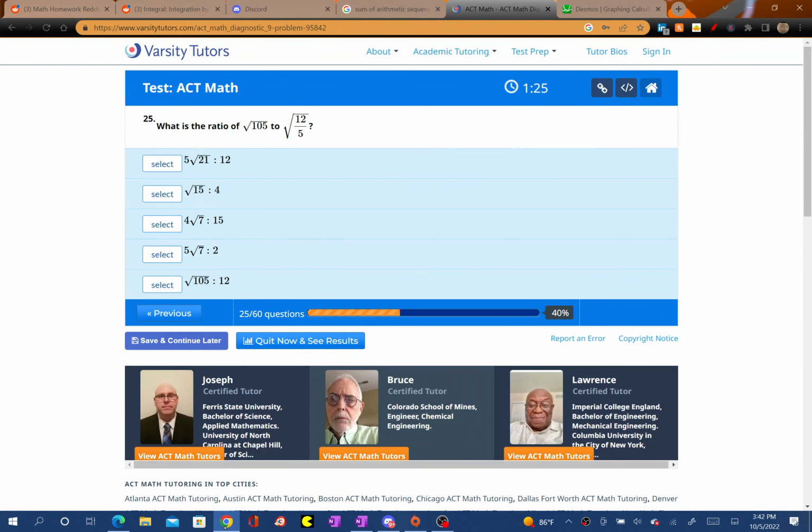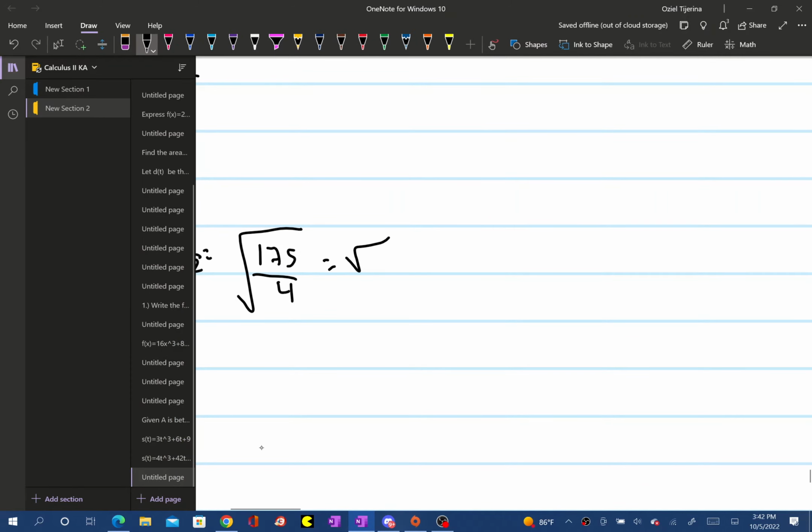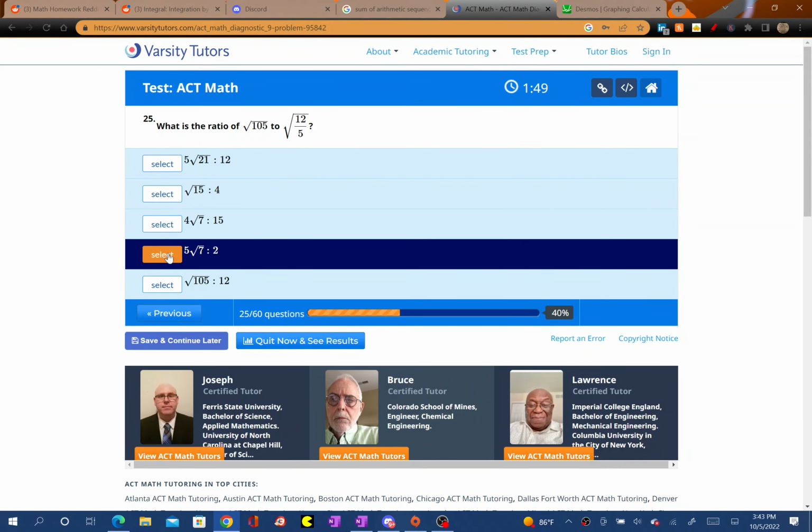Now, this is the square root of 175 over the square root of 4. You can say the square root of 25 times the square root of 7 over 2, which is 5 square root 7 over 2. It's going to be 5 square root 7 to 2.